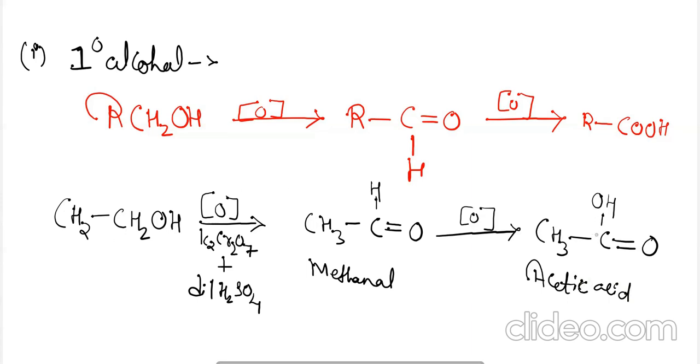Okay, so here we are observing that the same number of carbon atoms is present. When we are using a primary alcohol and oxidizing it, the same number of carbon atoms is present when we are forming aldehyde or when we are forming acetic acid.